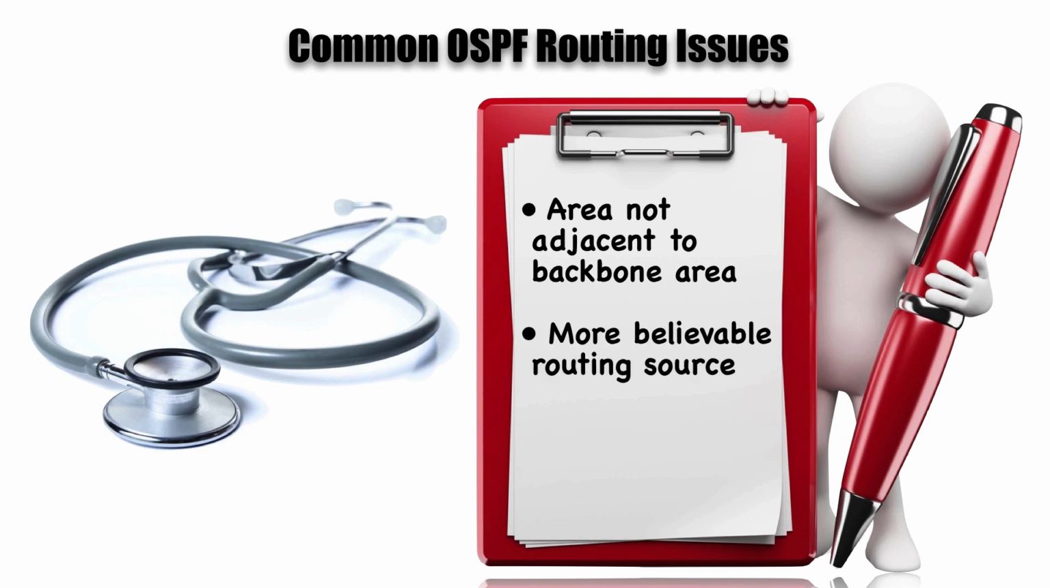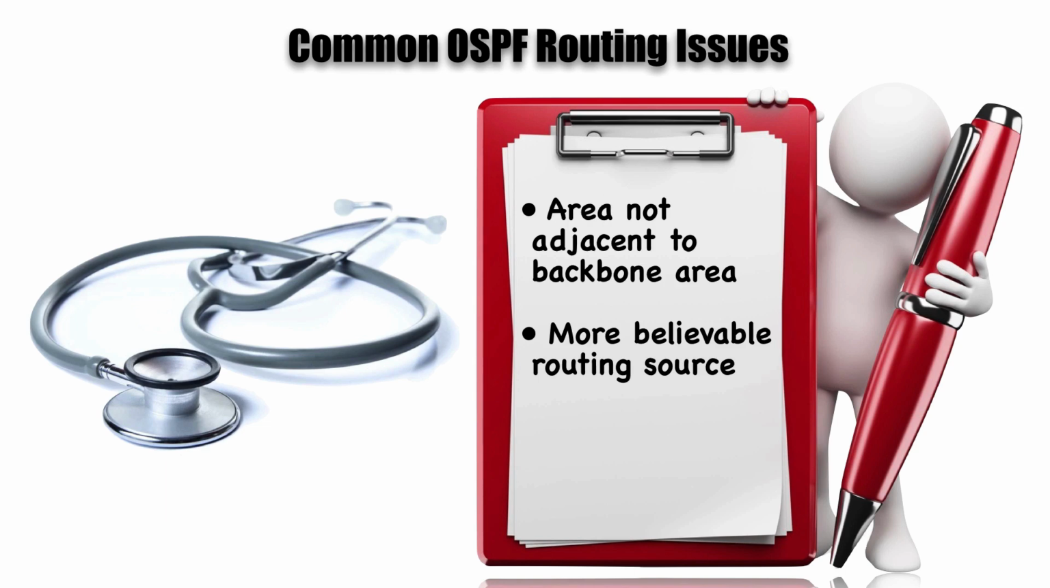Maybe we have a more believable routing source. If OSPF says, here's how to get to this network, and EIGRP says, here's how to get to the same network, the router by default is going to believe EIGRP because it has a lower AD. It's got a lower administrative distance. Remember, the default administrative distance of EIGRP is 90. With OSPF, it's 110. It's not as believable. And we might have a directly connected network. We might have a statically configured network. They could also be more believable than OSPF.